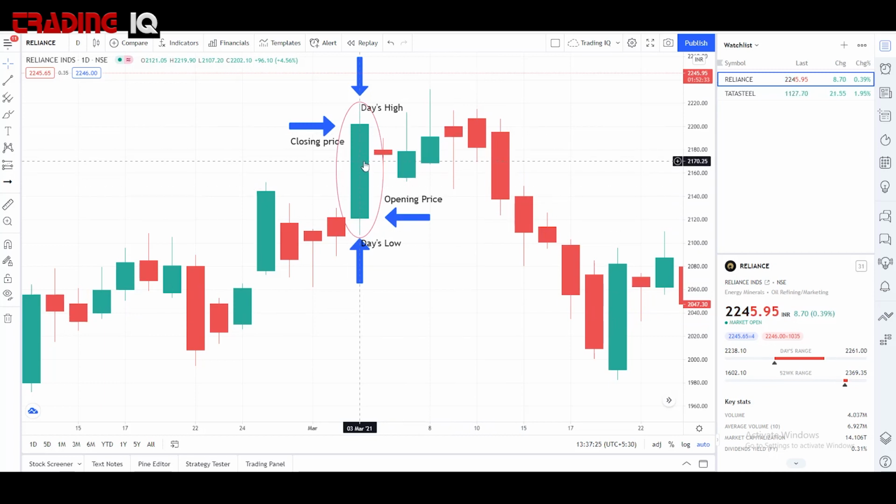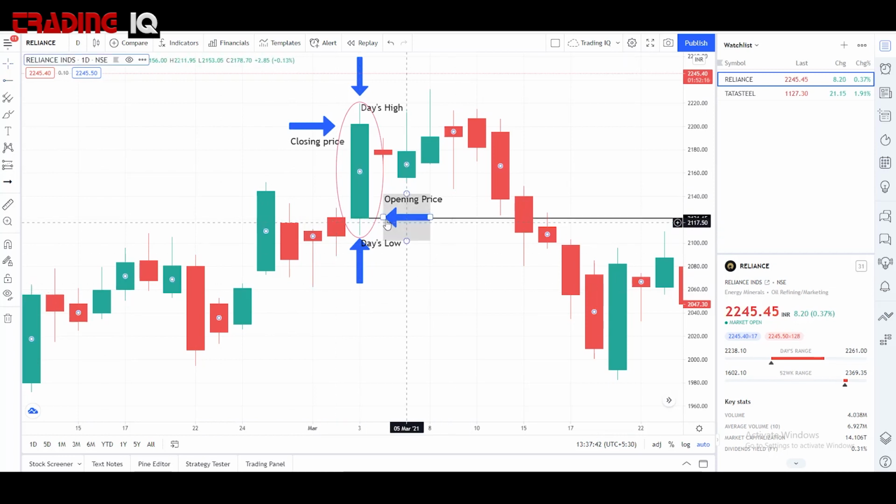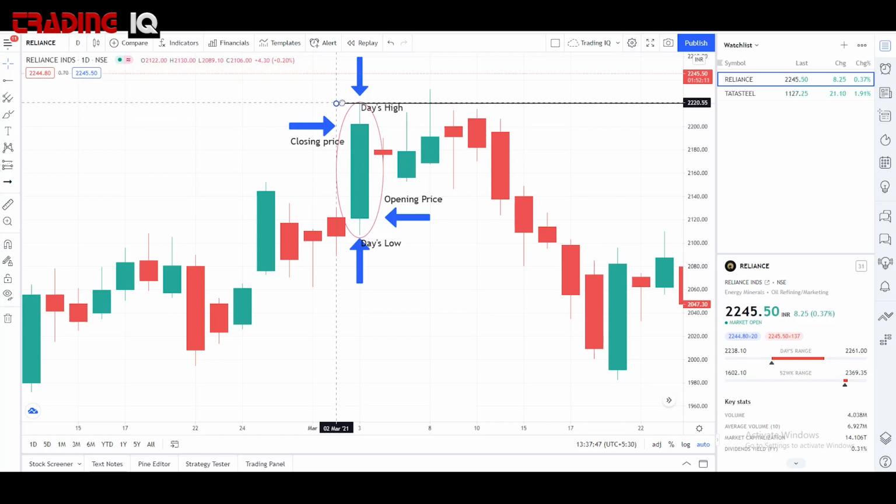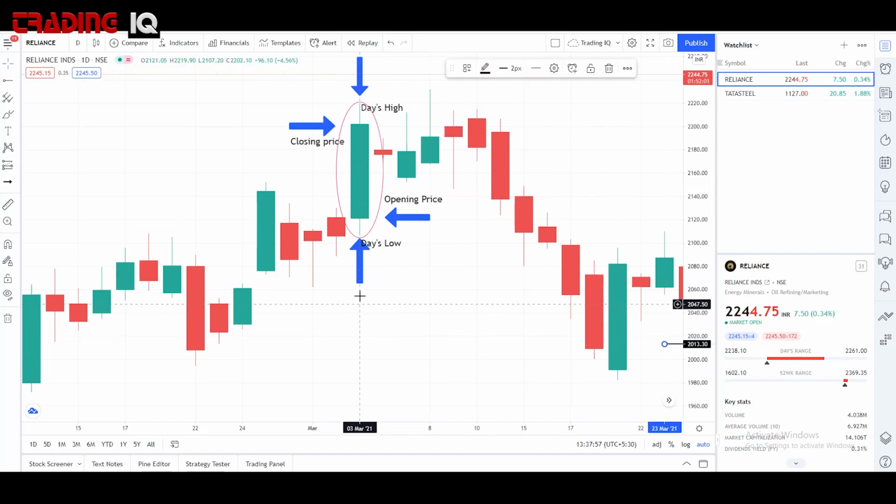So this candle formed on, you see the date here at the bottom of the screen, March 3rd. Now it opened at a specific price. So this is the opening price. It opened at this price. It made a high at this point. It made a low at this point, and it closed here, right?